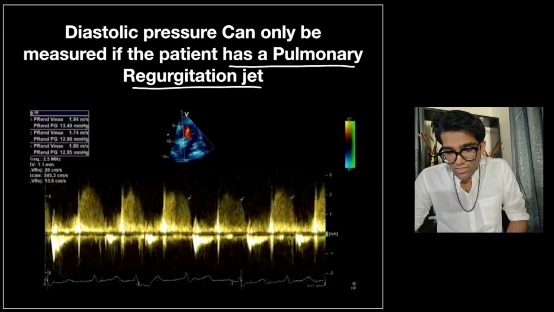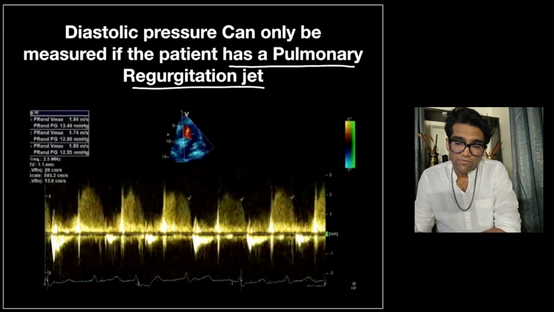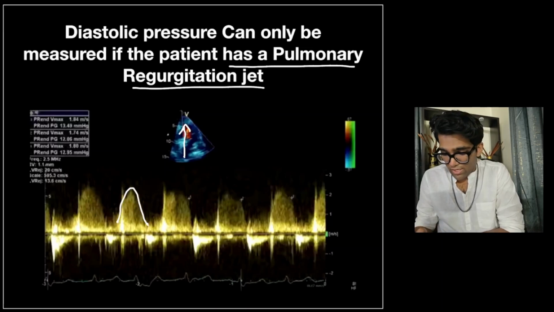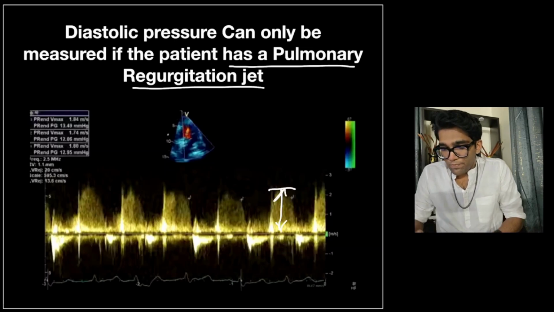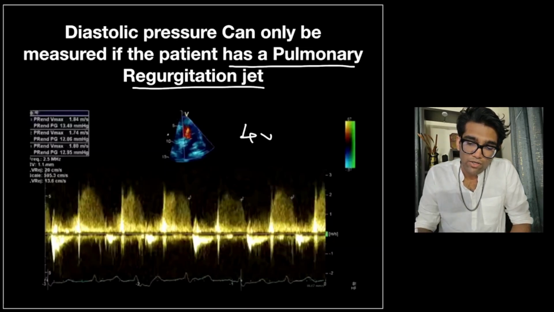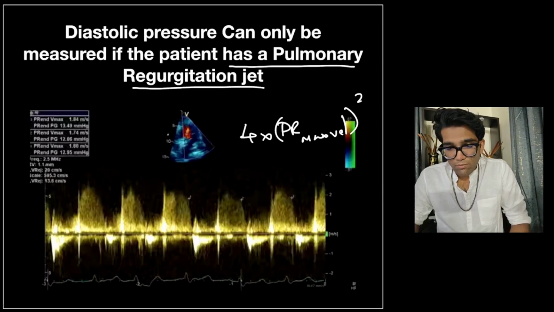If there is a regurgitant jet, what we've done here is essentially we've taken the RVOT view and placed a cursor passing through it, and the regurgitant jet is going towards the probe. So this is the regurgitant jet. And what we've done is we've taken the peak velocity of regurgitation. So say for example this is the peak velocity of regurgitation. From the peak velocity of regurgitation, using the modified Bernoulli equation, 4 into the PR max velocity, the whole squared, would be equal to the diastolic pulmonary artery pressure.